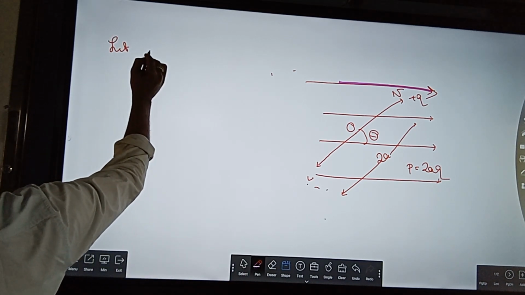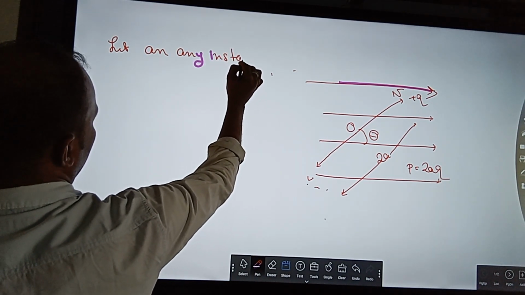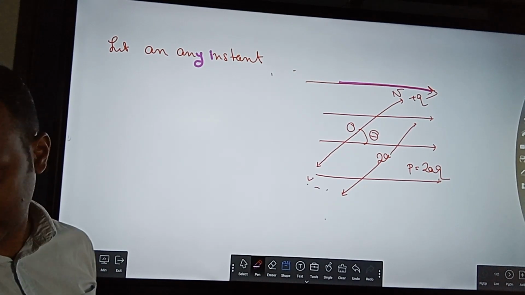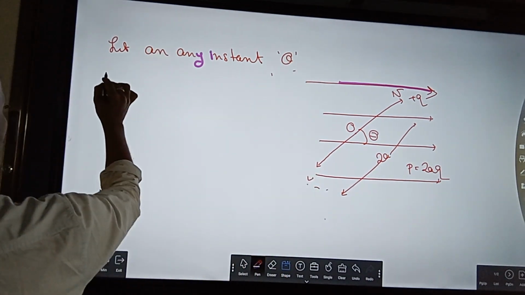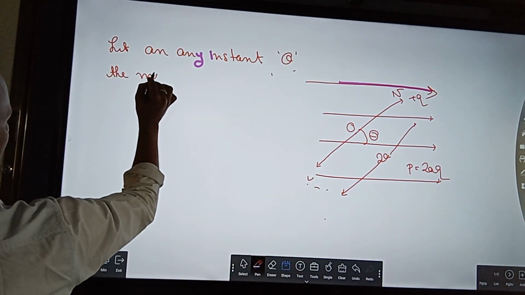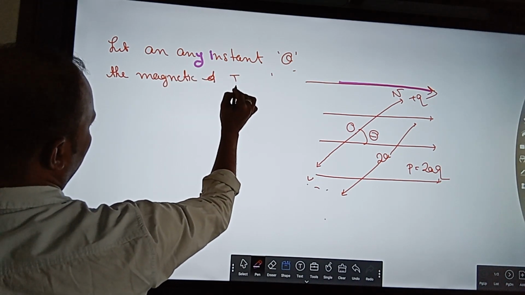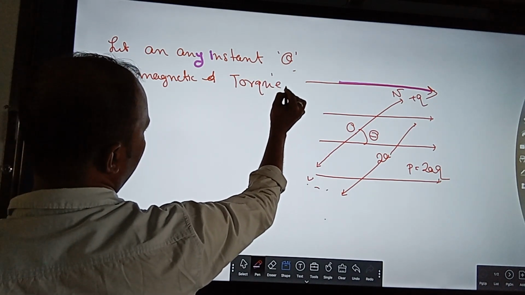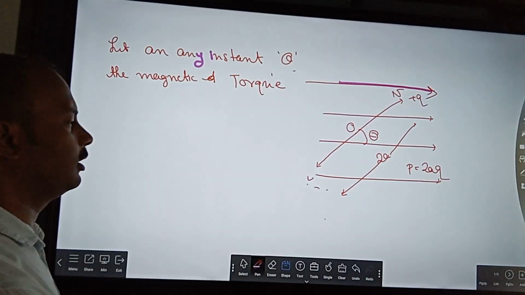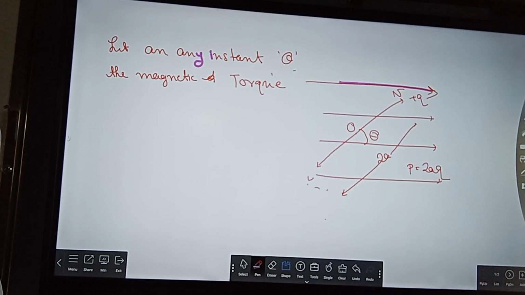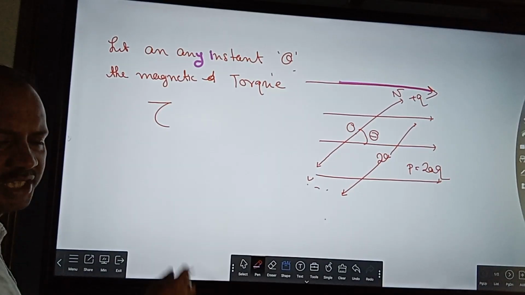Let, at any instant, theta, the magnetic torque. So what is the formula of the magnetic torque? In the previous class we know this. The magnetic torque is denoted by tau. This symbol is called tau.